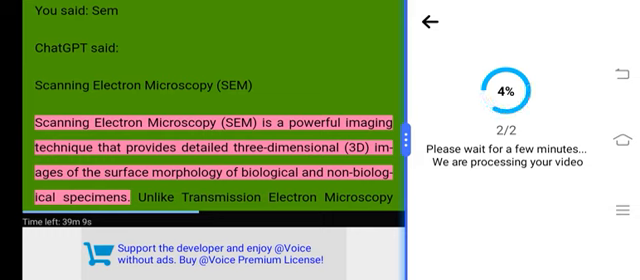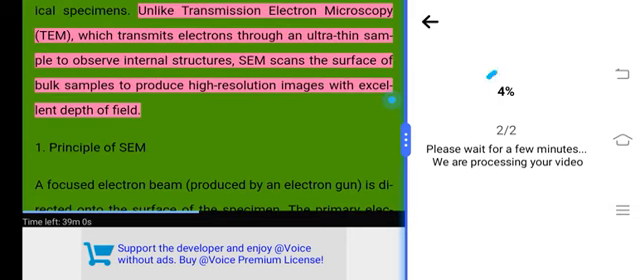Scanning electron microscopy, SEM, is a powerful imaging technique that provides detailed 3D images of the surface morphology of biological and non-biological specimens. Unlike transmission electron microscopy, TEM, which transmits electrons through an ultra-thin sample to observe internal structures, SEM scans the surface of bulk samples to produce high-resolution images with excellent depth of field.